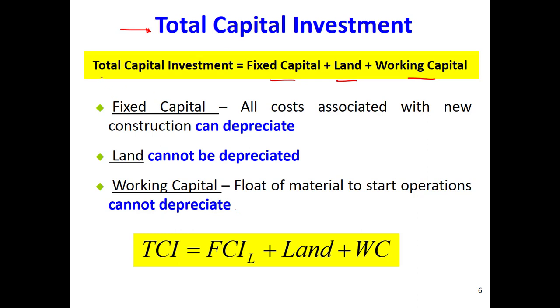So we can write this equation in another way. If we write it in abbreviation, we will have this: total capital investment is the fixed capital investment, plus land, plus working capital. We're going to go through the detail of each of them in the next few slides.